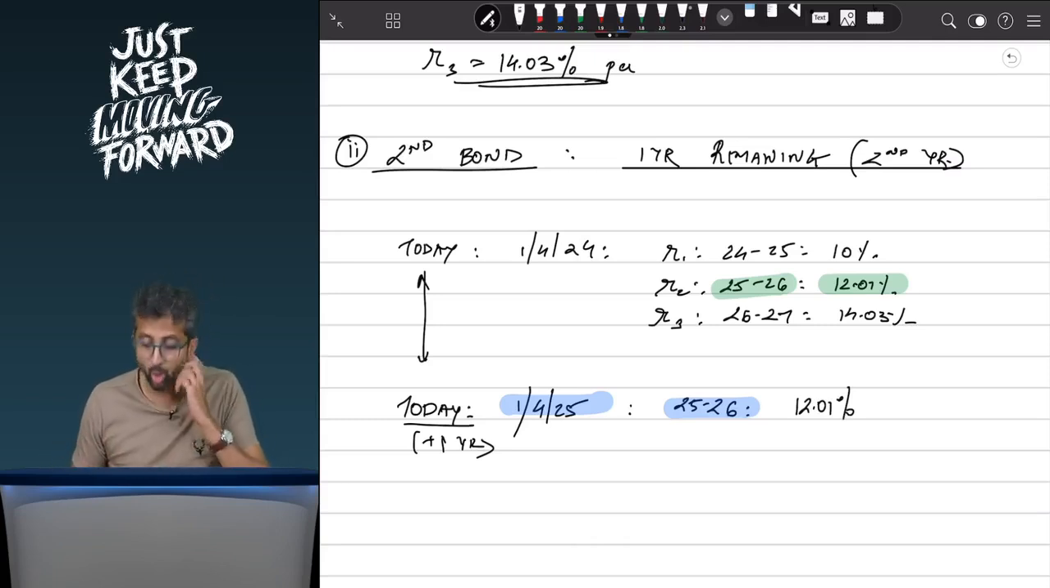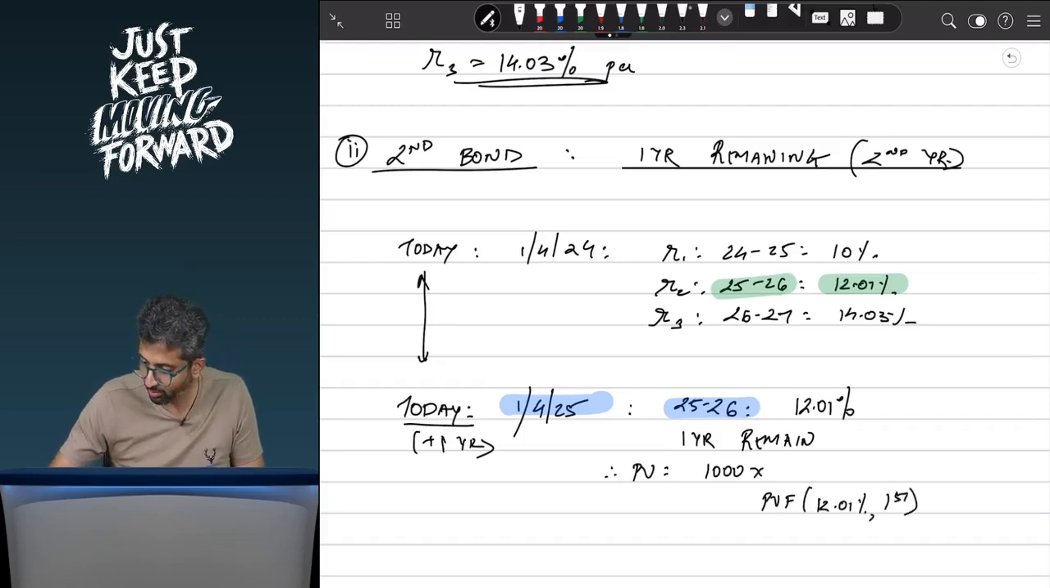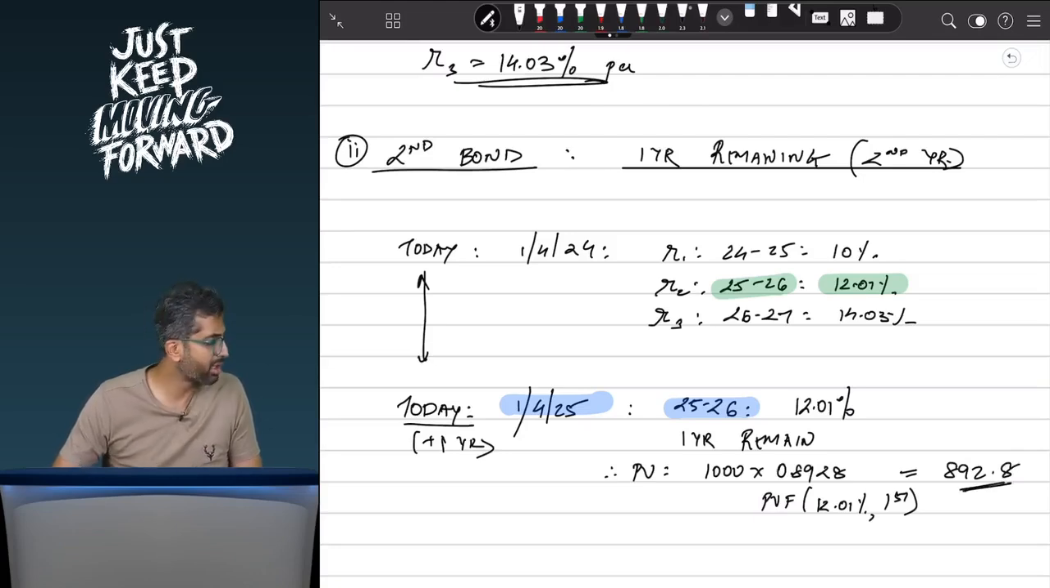And for this bond, what do you think? How many years are remaining? 1 year is remaining. So over here, if 1 year is remaining, therefore we can say the present value will be 1000 rupees into the PV factor at the rate of 12.01% for the first year. So this is 1 divided by 1.01 comes to 0.8928. This is 892.7, or let us say 892.8. Are we clear with this?